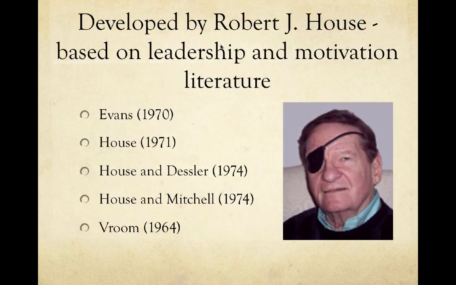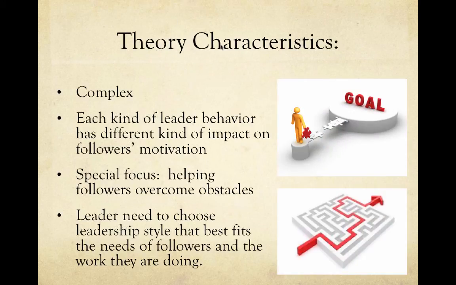Robert J. House developed the path-goal theory based heavily upon early 1970s research by Evans, House and Dessler, House and Mitchell, Vroom. And again, the theory really focuses on how leaders need to motivate various followers for success. The theory is really quite complicated, and it involves the leader needing to analyze what his followers need in order to be successful. And it may change. There are different styles within the path-goal theory, and each is unique to the different situations.